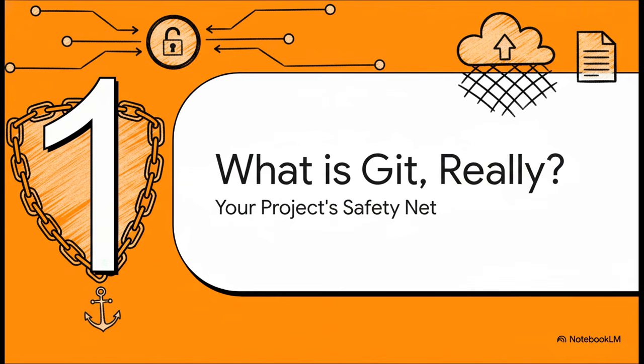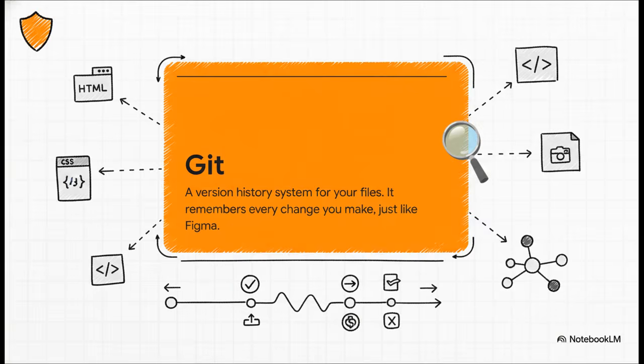Okay, so what is Git, really? Let's just forget all the complicated developer jargon for a minute and break it down to what it actually is and how you can use it. At its very core, Git is just a version history system. Seriously, that's it. Think about Figma, right? You make a change, then another, and Figma remembers every single step, letting you scroll back in time if you need to. Well, Git does the exact same thing, but for all your project files. HTML, CSS, you name it. It's your project's safety net.